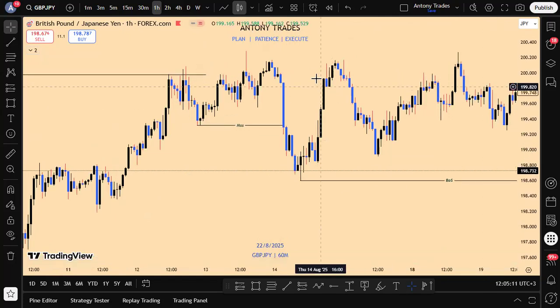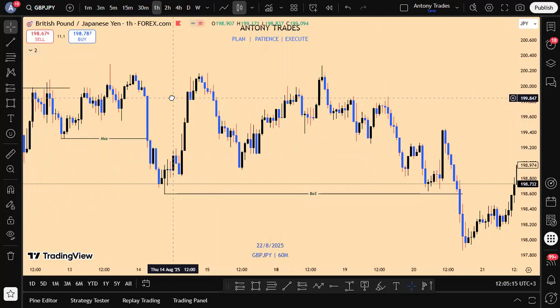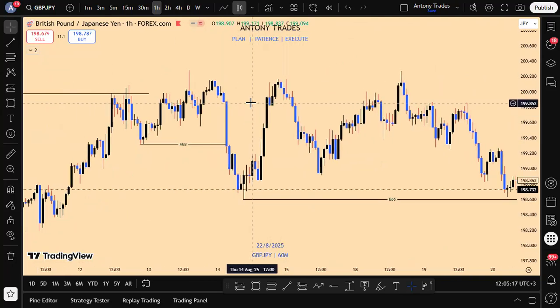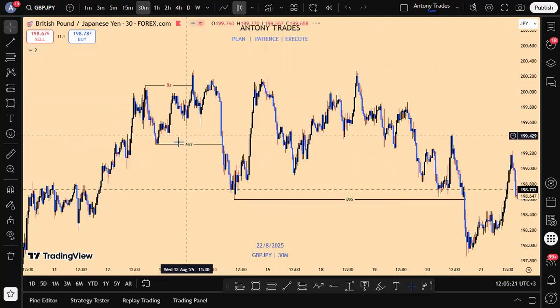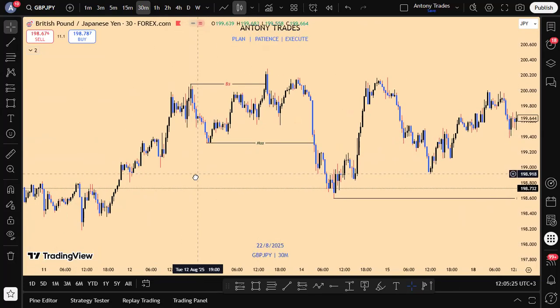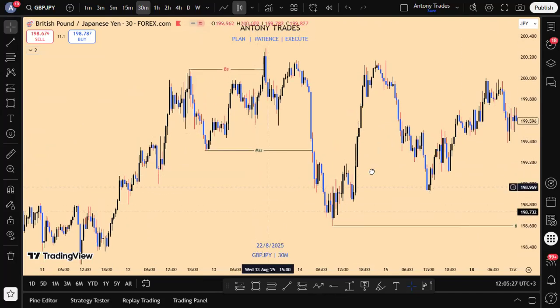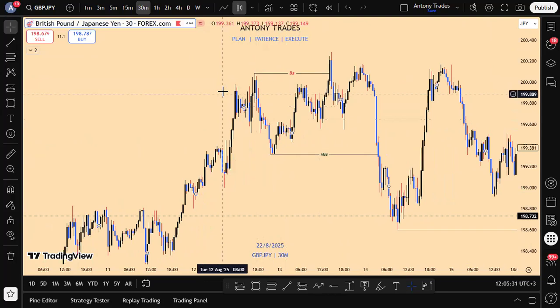Now if we try to analyze the market from this time frame, is it clear what I wanted to see? Maybe let me go down to the 30 minutes time frame and check whether what I'm trying to explain is currently visible. Yeah. After that break of structure, what do we see here, guys?